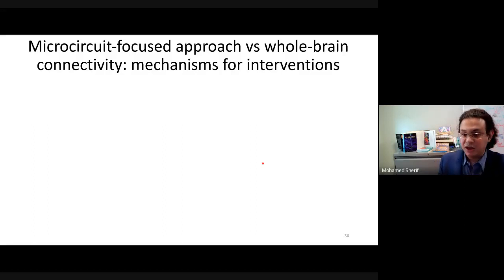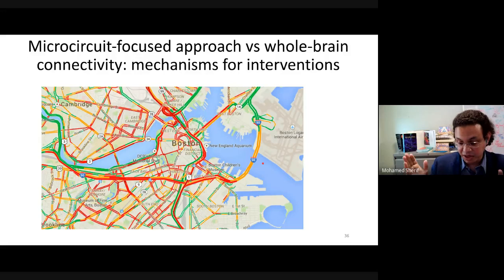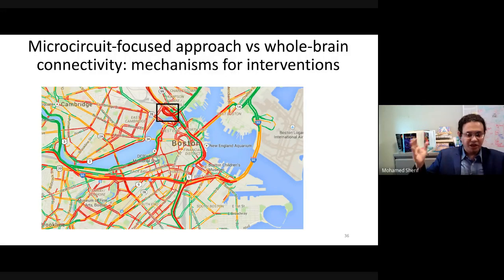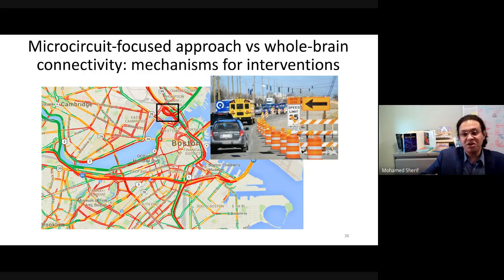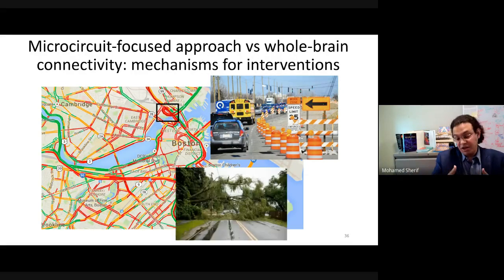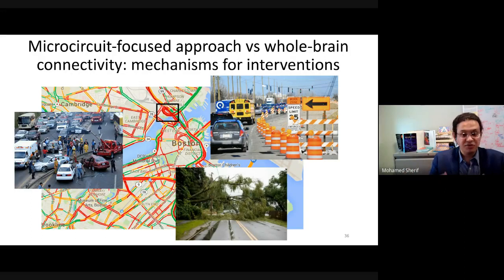And coming back to the Google Maps, here is a shot from Boston in really bad traffic. We can identify that this exit is what's causing a lot of the backup. We identified the exit. However, what are we going to do? It depends on what's happening at that exit. For example, if there's construction, then there's nothing you can do. You have to wait until the construction ends. If there is a tree across the street, then you have to go and remove the tree. If there's an accident, you have to make sure that people are safe, and start removing the cars.